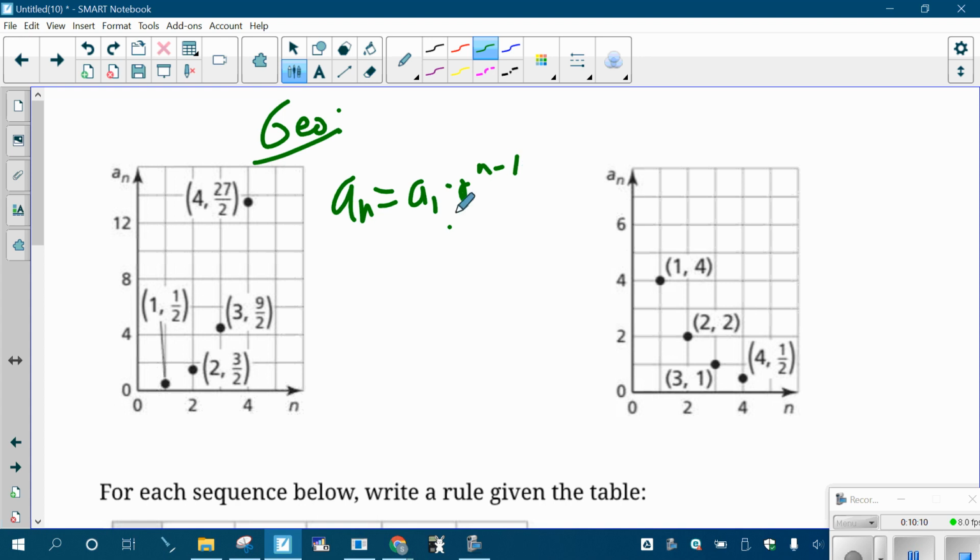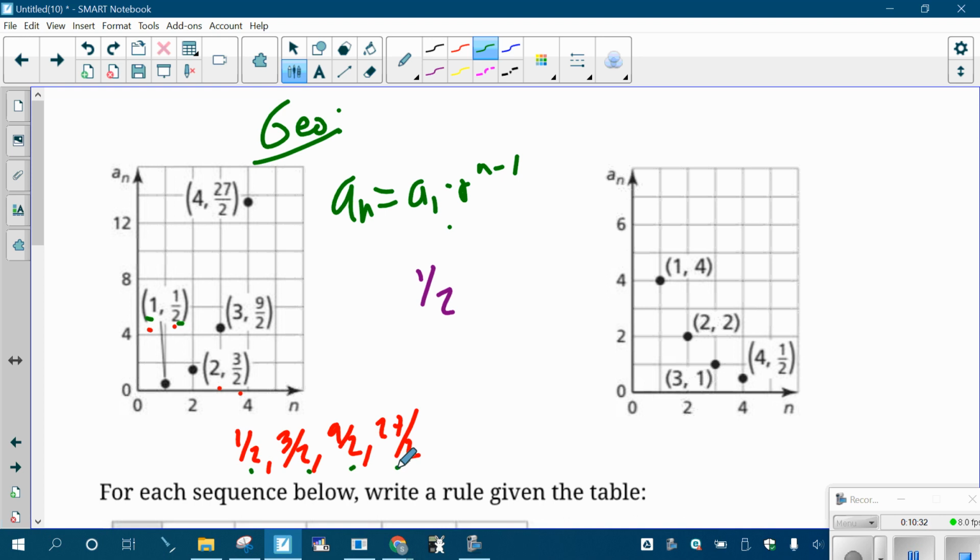And I know the first term is a half. Now let's be careful about finding the common ratio here. First term's a half, second term's 3/2. If you want, you can always take the graph and just write out the terms. You know what I mean? If you're more comfortable looking at it like this.